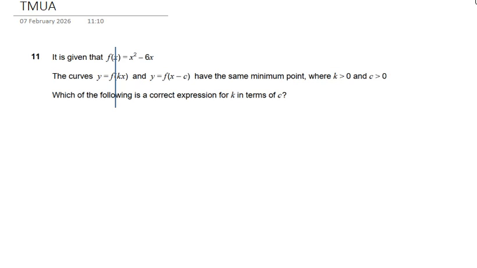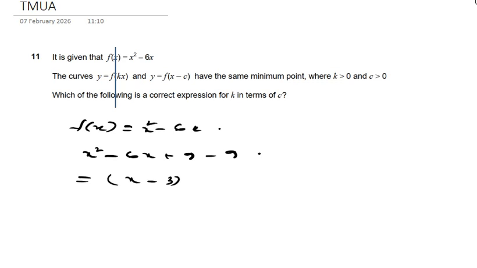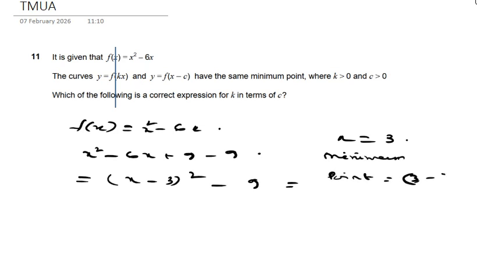Now first find the minimum of f(x). Given f(x) is equal to x squared minus 6x. Now complete the square. x squared minus 6x plus 9 minus 9, that is (x minus 3) whole squared minus 9. So the minimum occurs at x is equal to 3. Minimum point will be (3, minus 9).